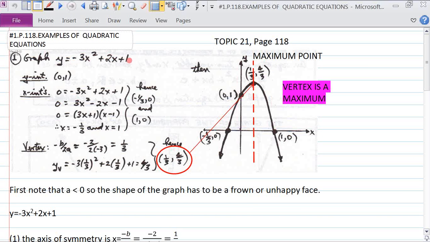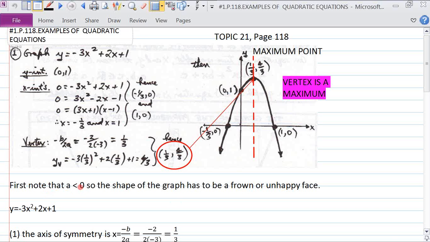We're going to draw the parabola. So y equals minus 3x squared plus 2x plus 1. The first thing to note is that the coefficient of a is less than 0. Right here, minus 3 is less than 0. It's a negative number, so the shape of the graph has to be a frown or an unhappy face. So when a is greater than 0, it's a smile. When a is less than 0, it's a frown. We did that on page 117, so you can go back and review it.